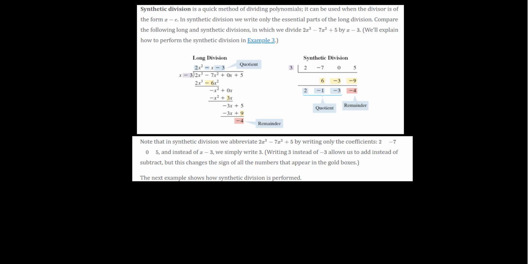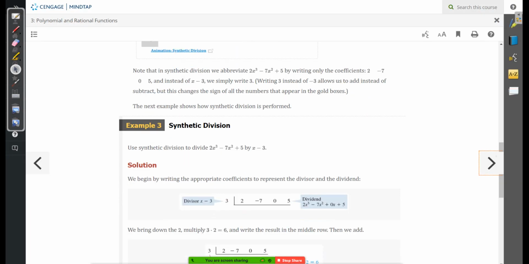Note that in synthetic division, we abbreviate 2x cubed minus 7x squared plus 5 by writing only the coefficients, in descending order: 2, -7, 0, and 5. And instead of x minus 3, we change the sign of that -3 to a positive 3. The next example shows how synthetic division is performed, so let's go ahead and start on that next example.